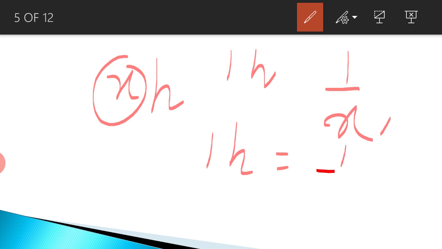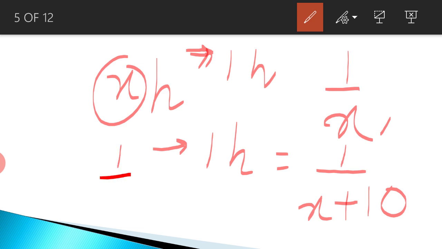It will be 1 upon x plus 10. But together, when both the taps, the bigger tap and the smaller tap, are on, how much time is required? It is 9 integer 3 by 8. So in 1 hour, how much tank is filled by both the taps? It will be 1 upon 9 integer 3 by 8.